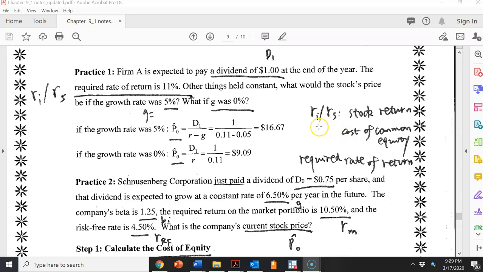Again, this RS here is stock return. From the investor's perspective, this is our stock return. From the firm's perspective, this is their cost of common equity. When they issue stocks to us, this is their cost, and it's our return. It is also called required rate of return for the investors because we're undertaking certain risk by buying the stock.